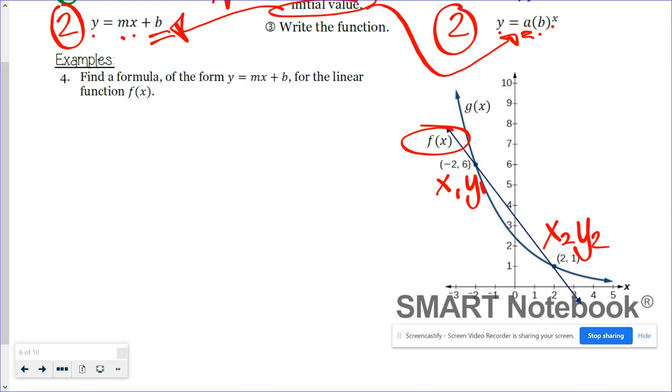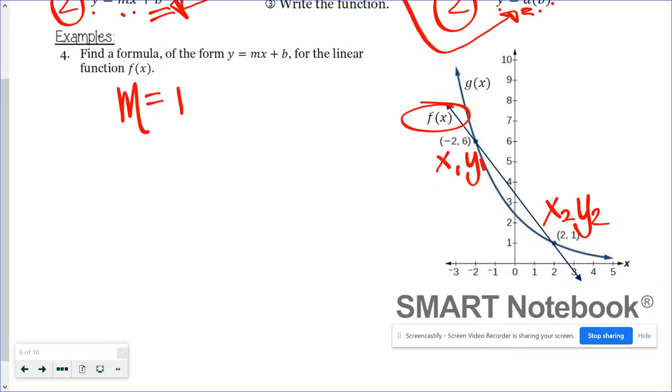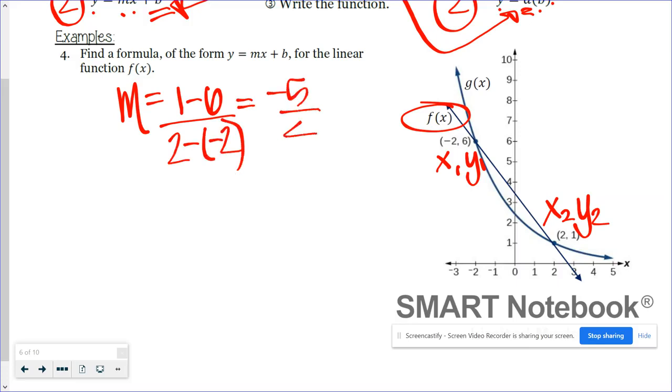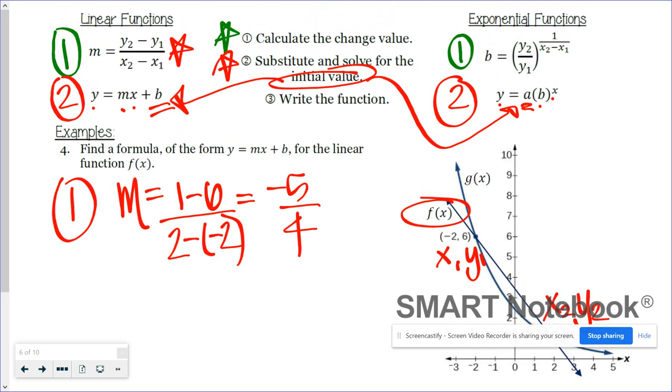Then I'm just going to follow the steps above. I'm going to start by calculating the change value. That is the slope. So m equals y2 minus y1, which is 1 minus 6, divided by x2 minus x1, so 2 minus negative 2. I end up with negative 5 over 4. So that's step 1, the value of the change factor, or I should say the change value.